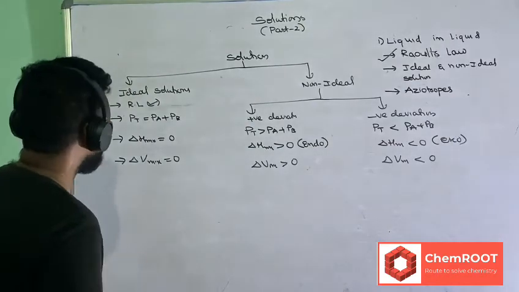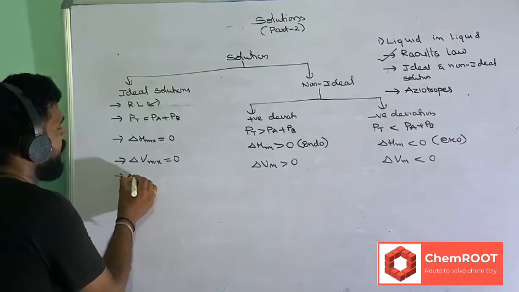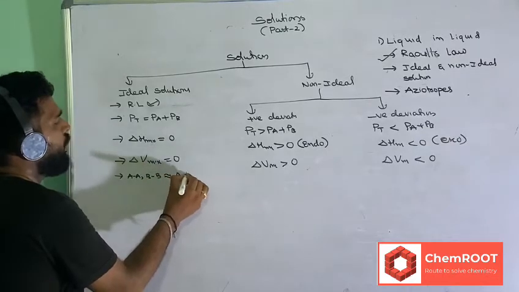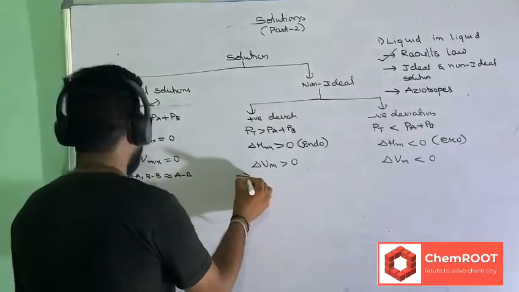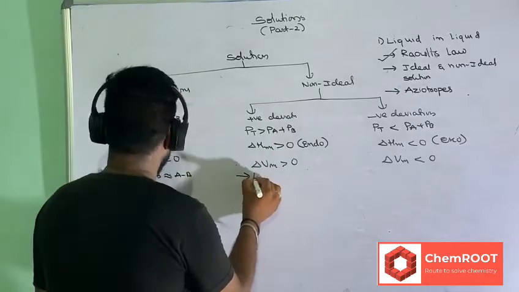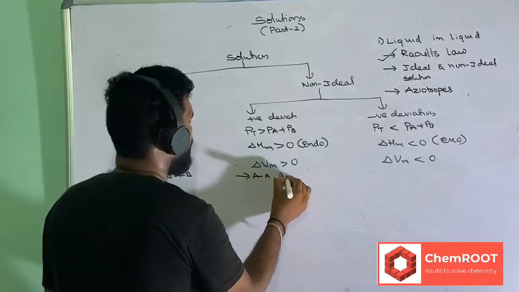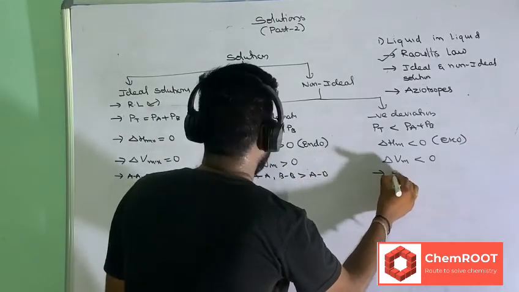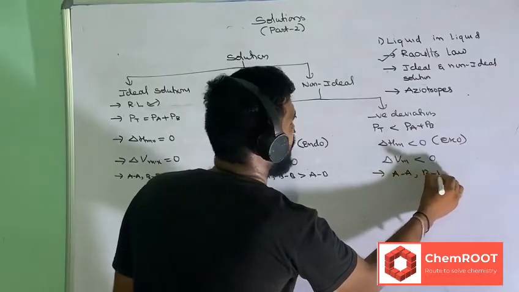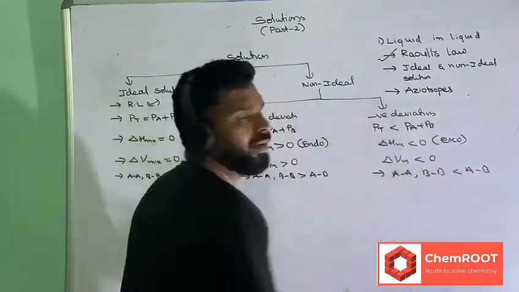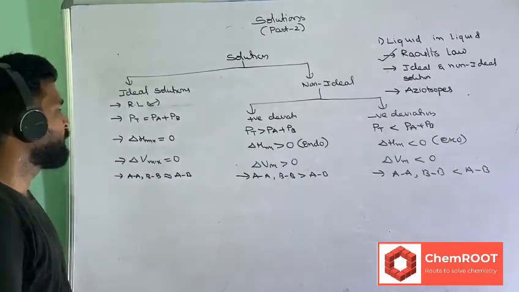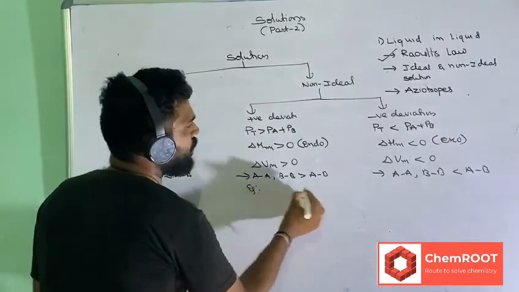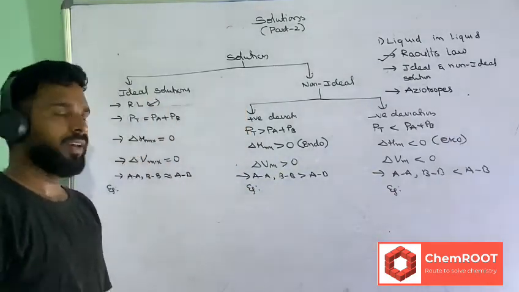Okay, as we already discussed, here AA and BB interactions have equal strength with the AB interactions, and here also what we have discussed: AA and BB interactions are stronger than AB interactions, and here AA and BB interactions are weaker than AB interactions. Okay, and what are the examples for this? From an exam point of view, those examples will be important.